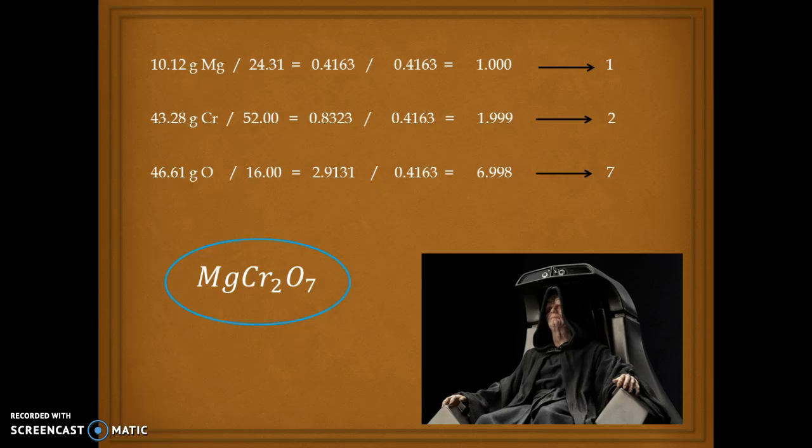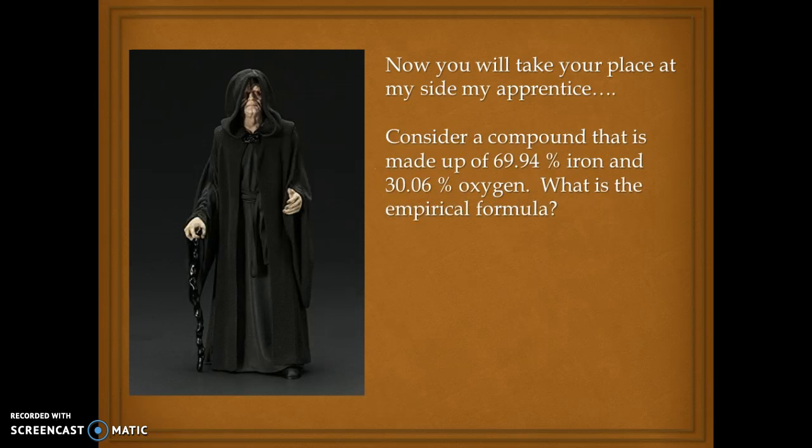All right. Let's go on to one extra. This one's a little bit harder. Consider the compound is made up of 69.94% iron and 30.06% oxygen. What would its empirical formula be? I would recommend you right now pause, try and do that, and then when you've got it done, hit play again and follow along and see how you did.